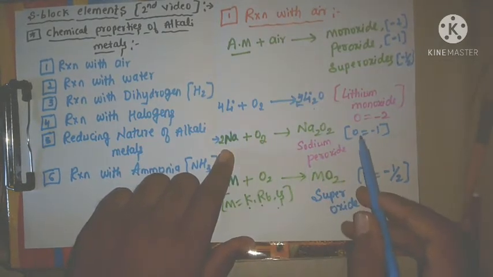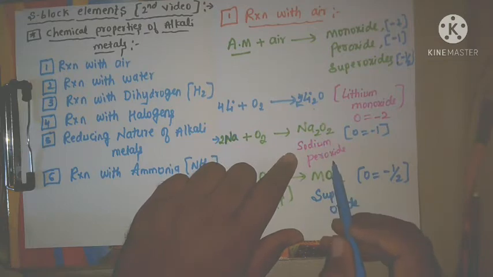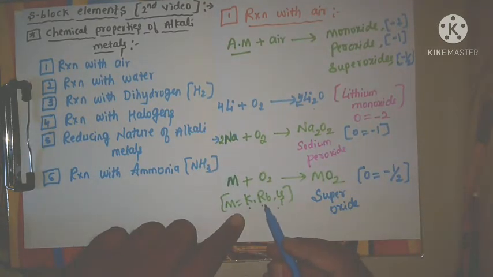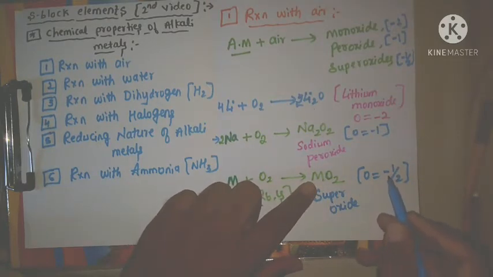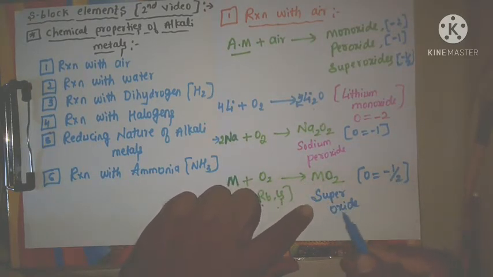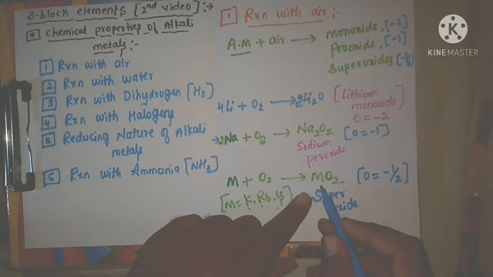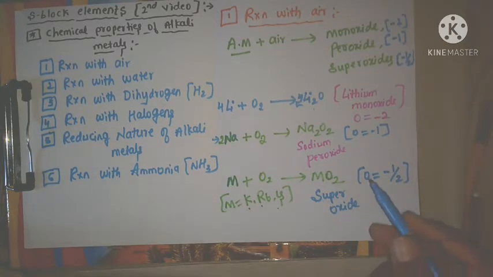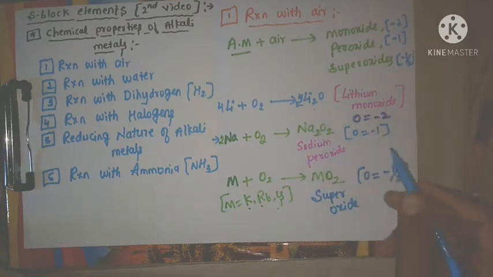For sodium, the oxidation number of oxygen in this compound is -1, therefore it is sodium peroxide. Whereas when potassium, rubidium, or cesium reacts with oxygen, the oxidation state of oxygen is -1/2, therefore it is called superoxide: potassium superoxide, rubidium superoxide, cesium superoxide. That depends upon the oxidation state of the oxygen. If it is -2, monoxide; -1, peroxide; -1/2, superoxide.